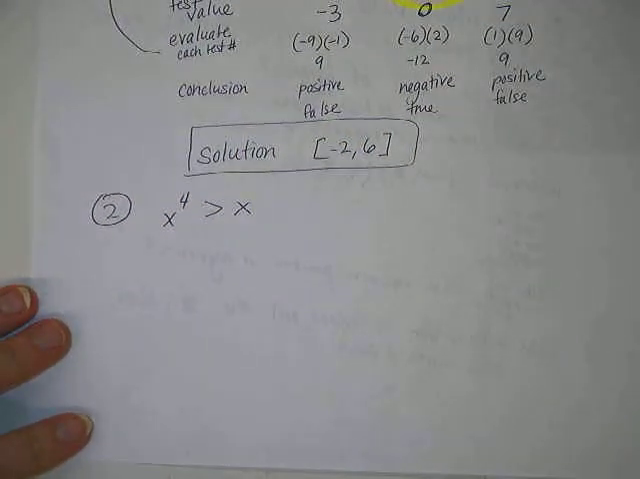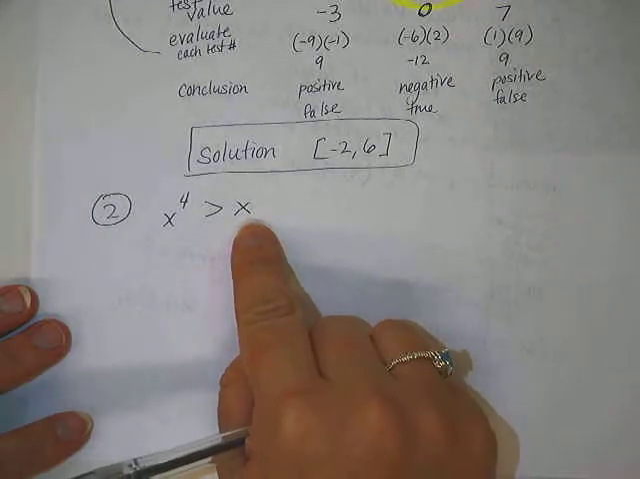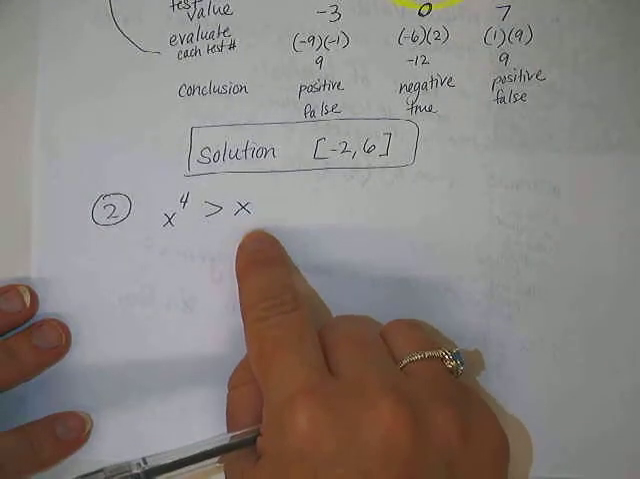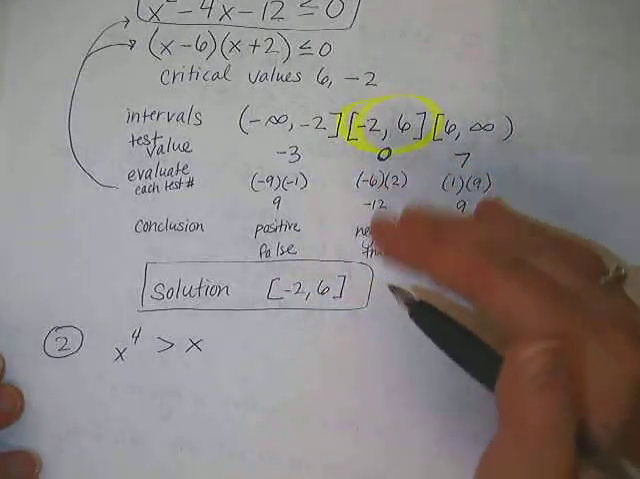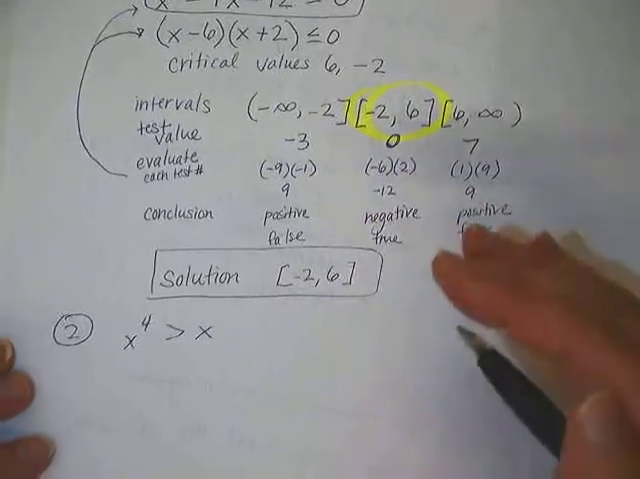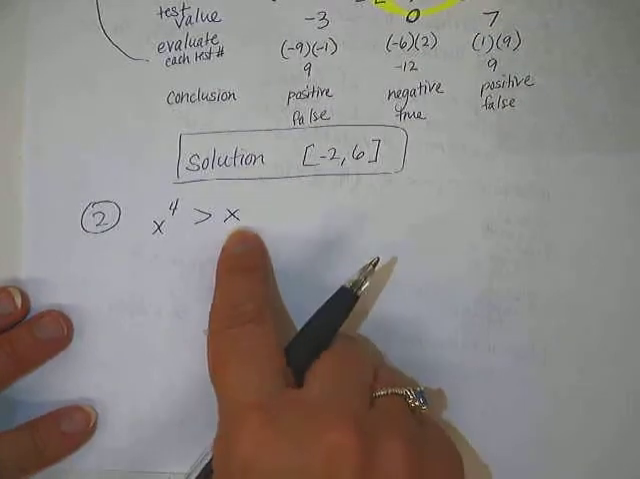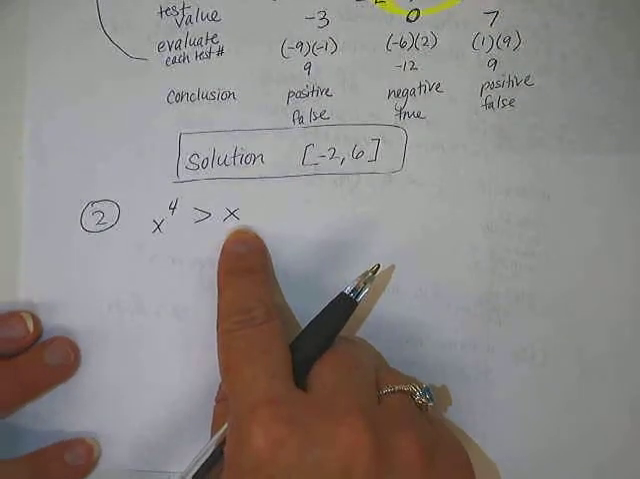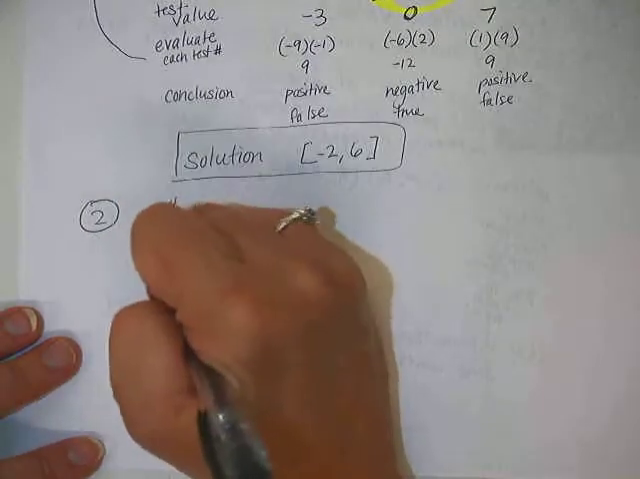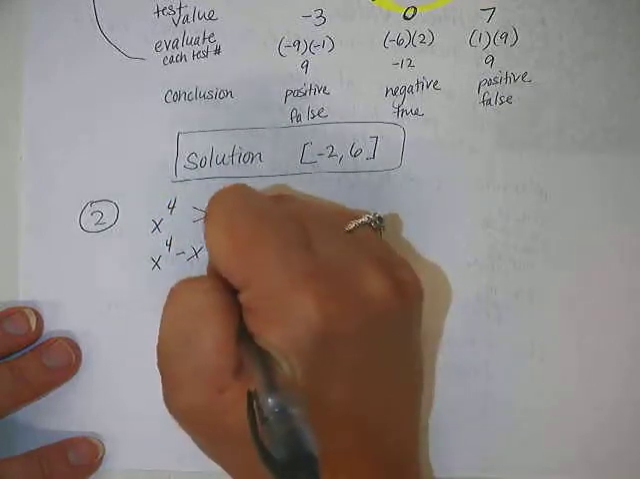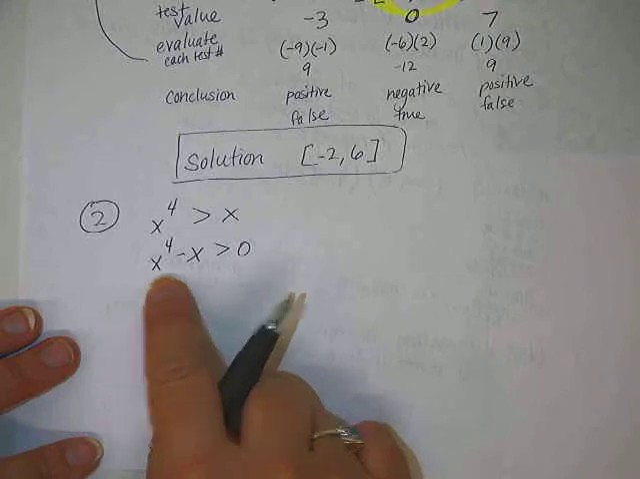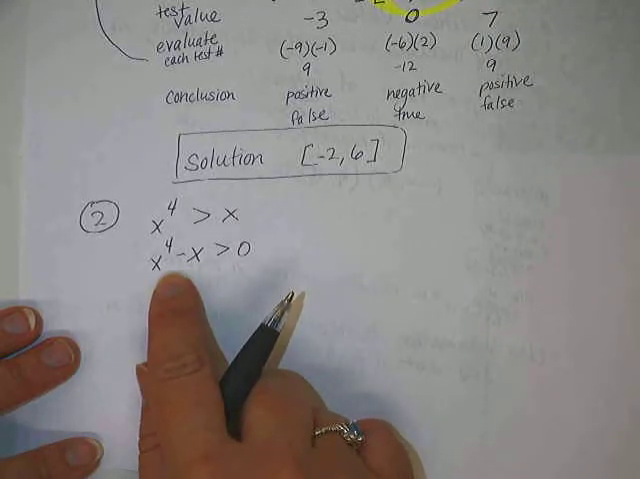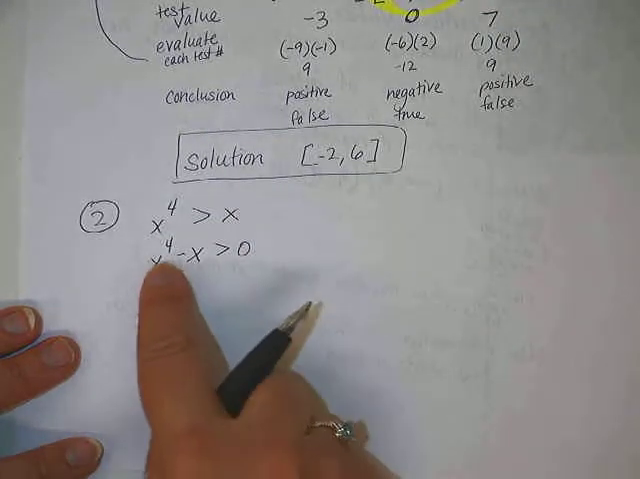Number 2. X to the 4th is greater than x. Again, our first step is essential because we do not have a 0 over here. The whole reason we have to have a 0 is that this whole process hinges on the fact that positive numbers are above 0 and negative numbers are below 0. So if we don't have a 0 over here, then we're not going to get an accurate result. Okay, so we have x to the 4th minus x is greater than 0.